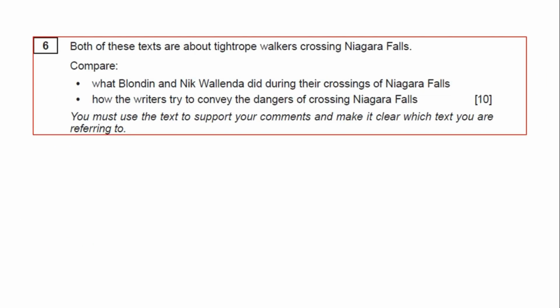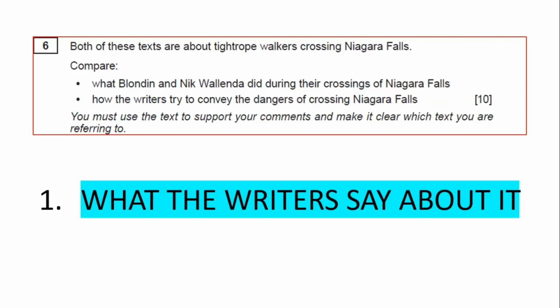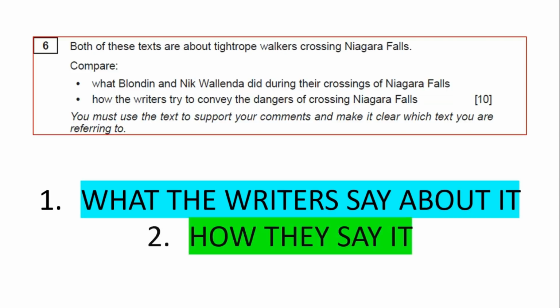So the question will look like this. Both the texts are about tightrope walkers across Niagara Falls. Compare what Blondin and Wallander did on the crossings of Niagara Falls, and then how the writers convey or show the dangers of crossing Niagara Falls. So it's a 10-mark question. Basically the first bullet point means what the writers say about the crossings, and the second point is how they say it. So do they use adjectives, structure, punctuation, things like that.